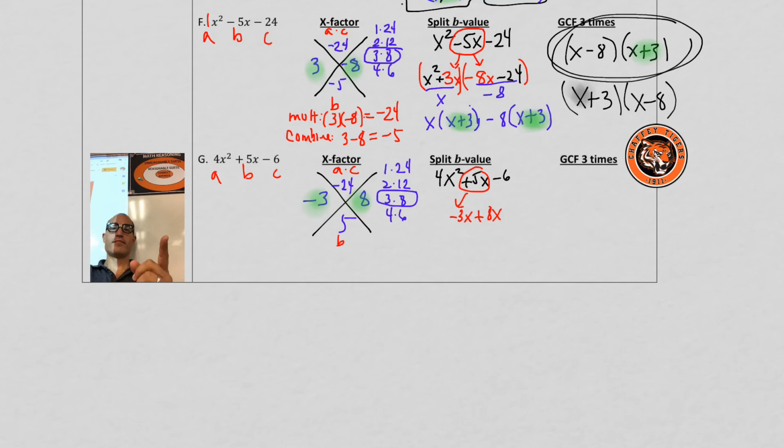I'm going to now bring down the original 4x squared here. That won't change, or the minus 6. So I'm only splitting the middle term. The first term comes down the same. The third term comes down the same. And look, now we're at our familiar four-term quadratic that I can group and GCF 3 times.